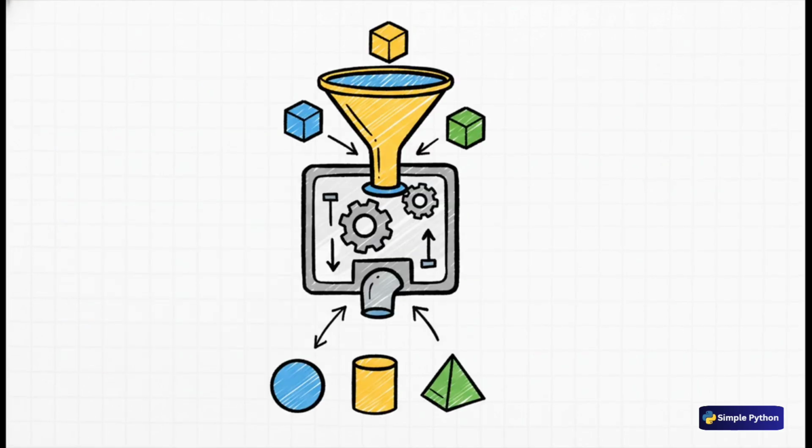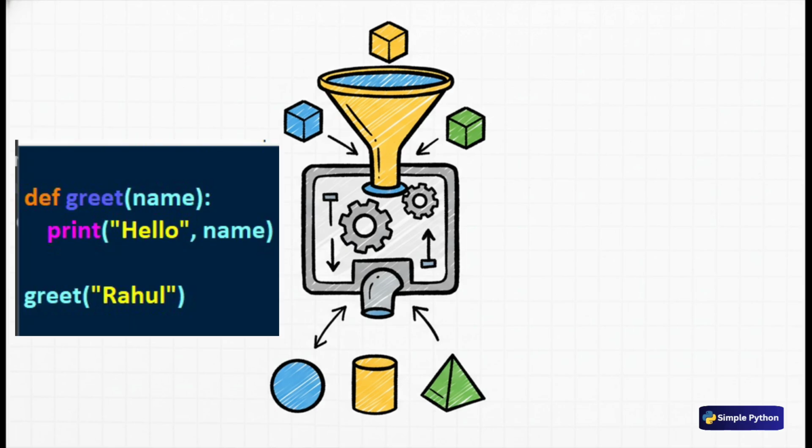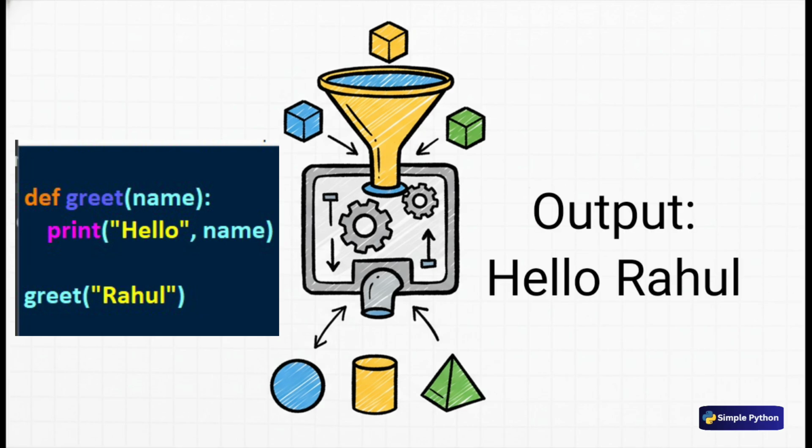But this is where it gets really interesting. We can make these functions way more flexible. See that little name variable inside the parentheses? That's called a parameter. Think of it like a blank spot in our recipe. It's a placeholder for information we can give the function when we call it. So when we say greet Rahul, we're filling in that blank. The function takes Rahul, plugs it into the name spot, and gives us a totally custom greeting.